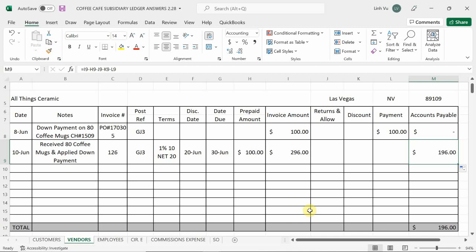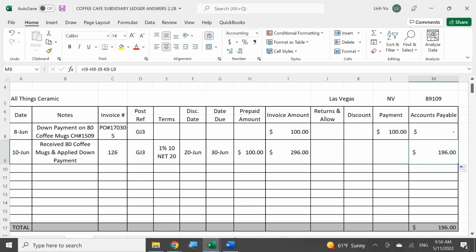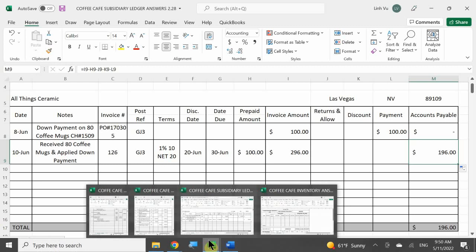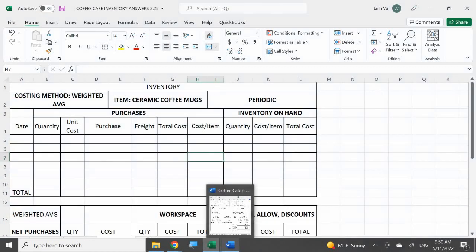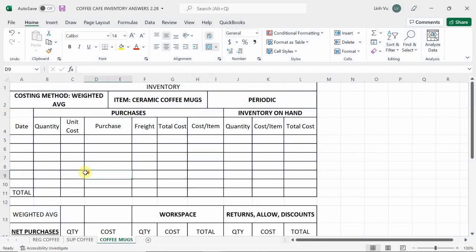Now there's one more page, and I'm going to introduce this to you. I said that you needed your inventory worksheet because what did we buy? We just bought periodic inventory. So therefore, we need to update our inventory. So here you go. Under coffee mugs, I acknowledge that the costing method is weighted average. The item is ceramic coffee mugs, and it's periodic.